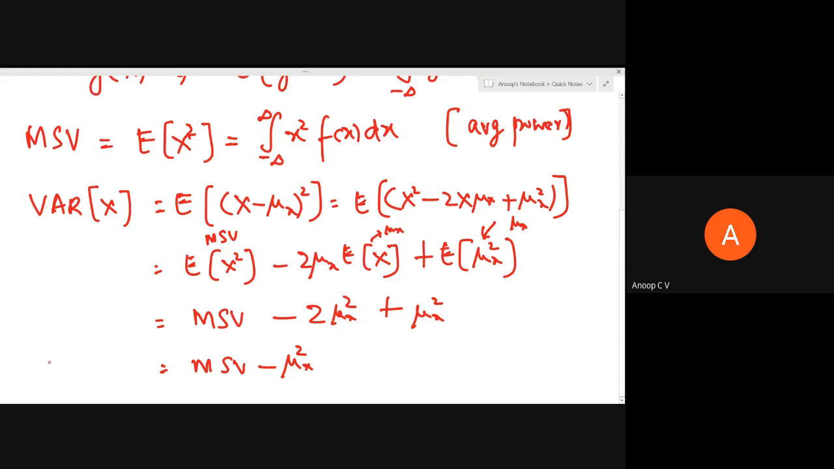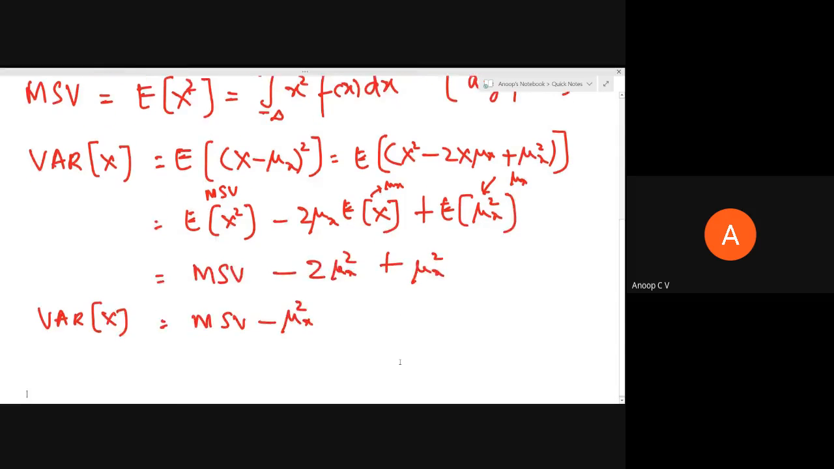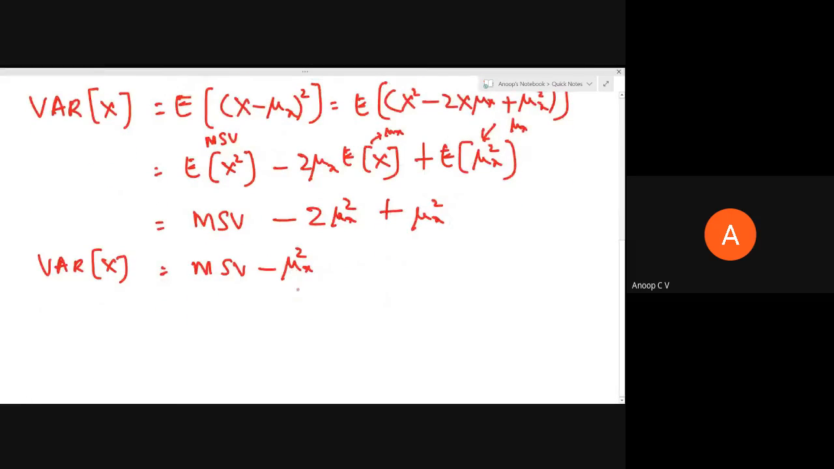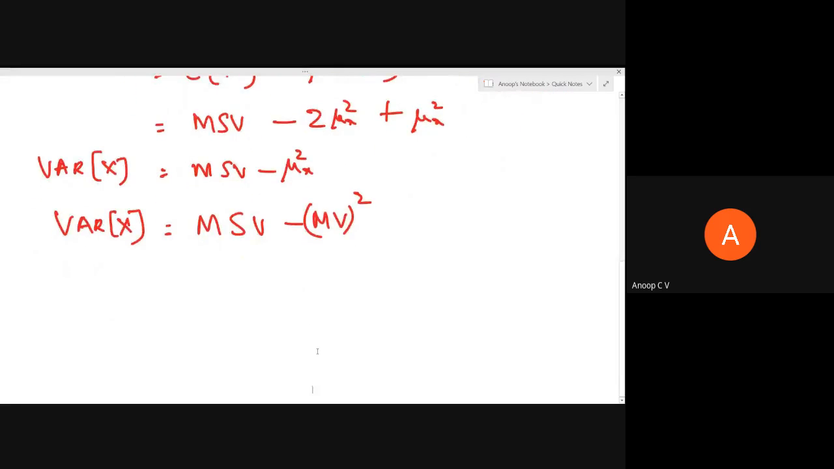So variance of x, this is a very important result. Variance of a random variable is nothing but mean square value minus mu x square, or else we can write MSV minus mean value square. This is the variance of x. We used to get many questions from this particular aspect.